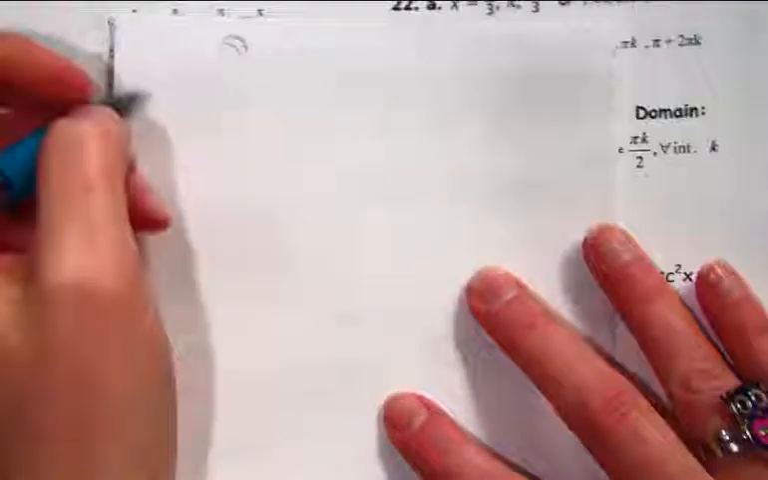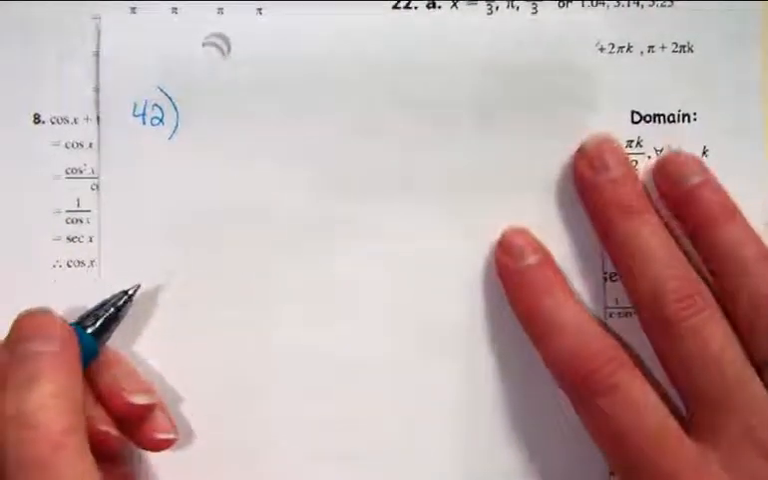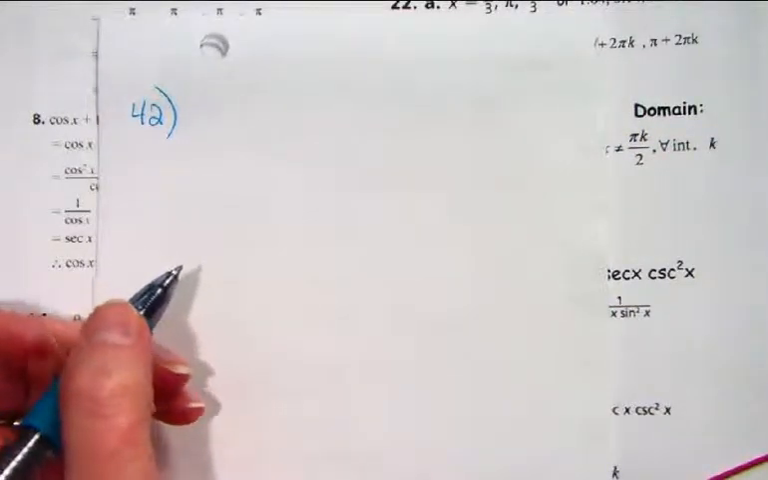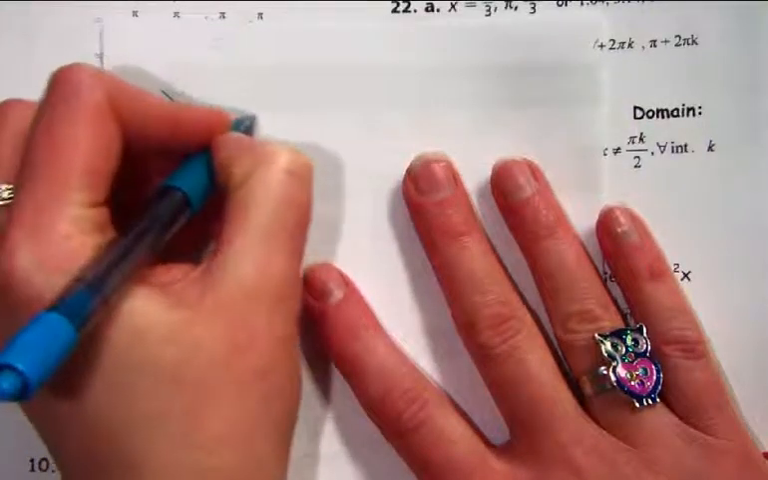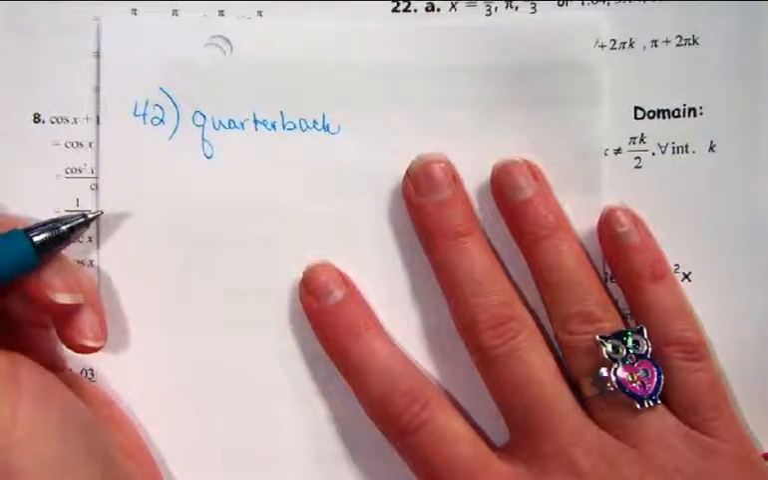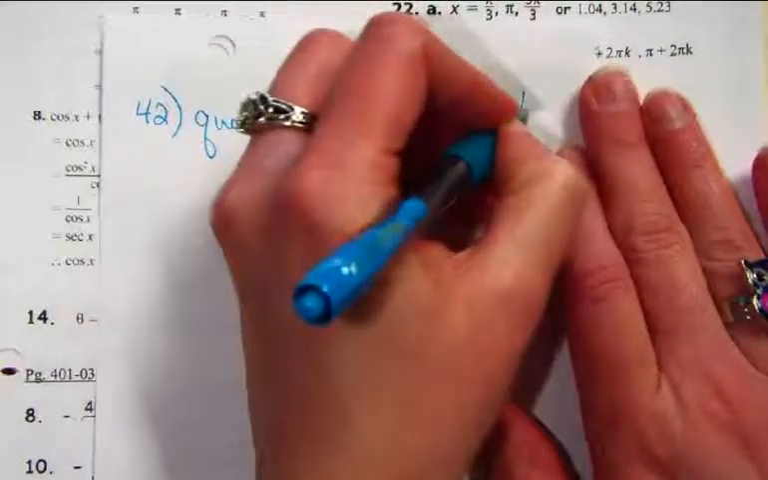As we look at assignment 9 from chapter 6, we're going to look at question number 42 together, the question we had most often on this homework assignment. So assignment 9, number 42, starts us off with a situation where we have a quarterback, and he throws a football with an initial velocity of 64 feet per second.